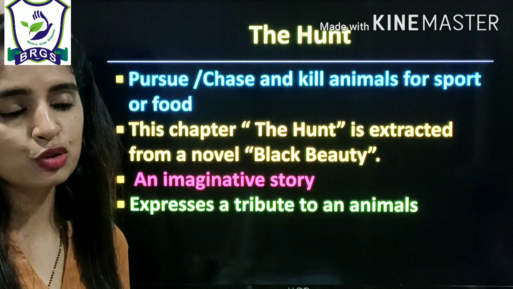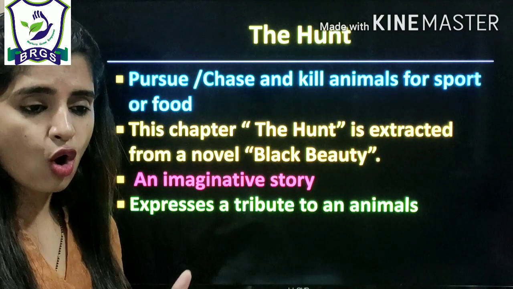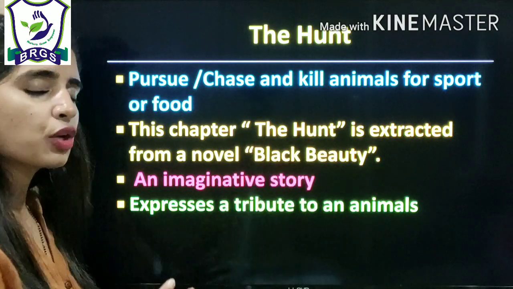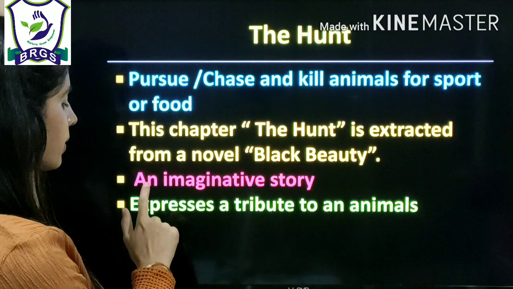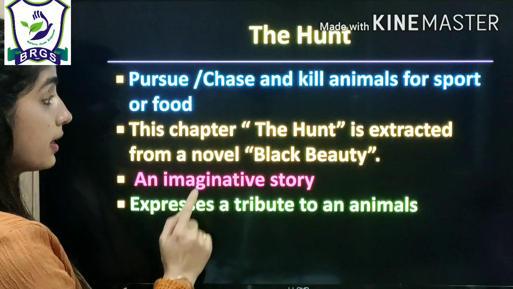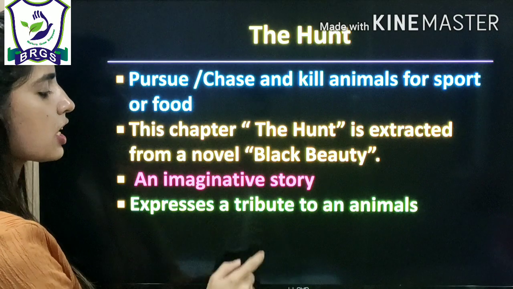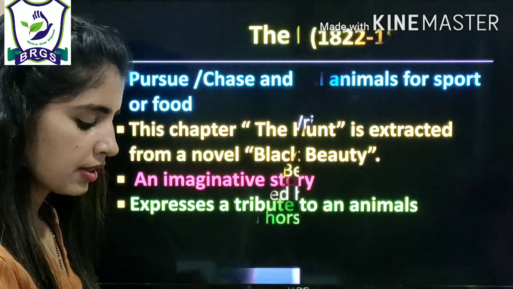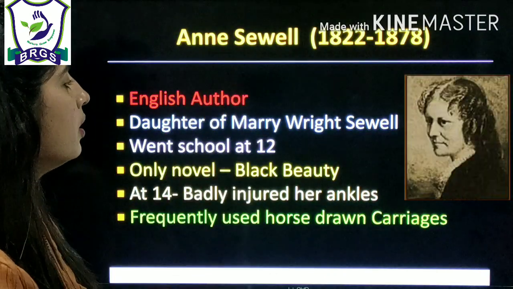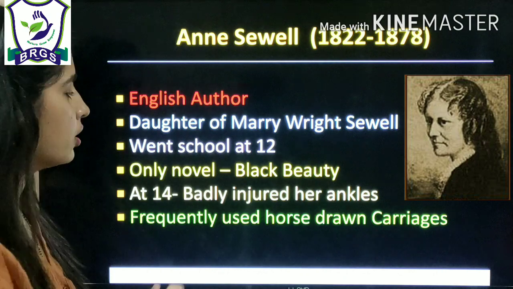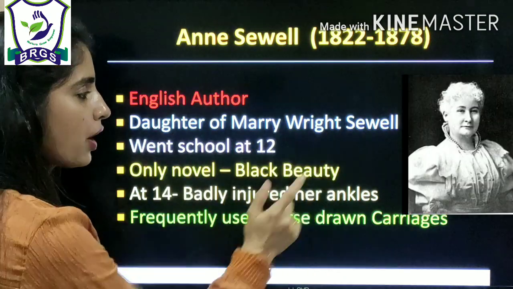Black Beauty is a novel written by Annie Sewell, and The Hunt is an extracted part from this novel. An imaginative story this is, and this chapter expresses a tribute to animals, right? Annie Sewell is an English author, daughter of Mary Wright Sewell.